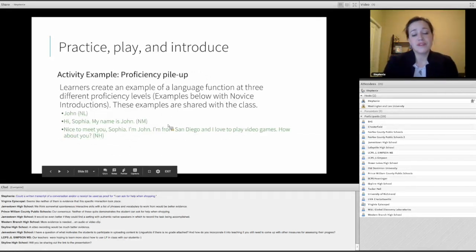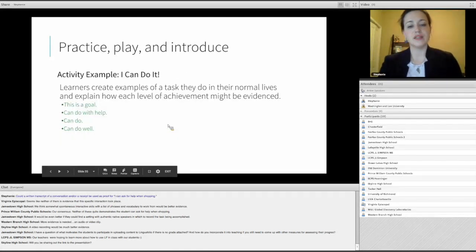Really break apart proficiency levels. If their goals should be at a novice high, they need to understand what a novice high is. So have them figure out, here's a sentence at these different levels, so they can apply that to their ongoing practice. Have them think about how to use this is a goal, can do with help, can do, and can do well, outside of their academic lives.